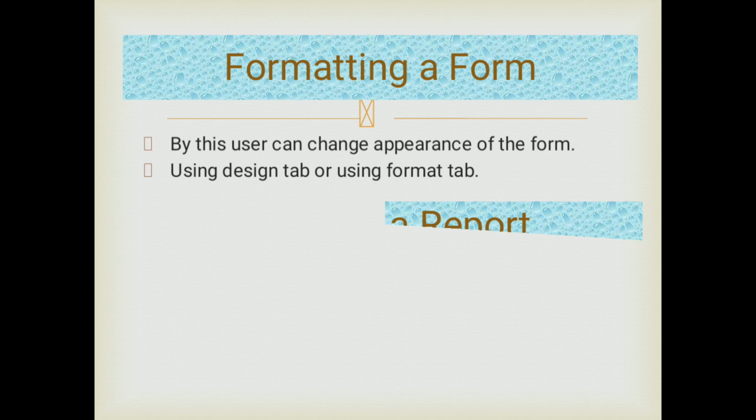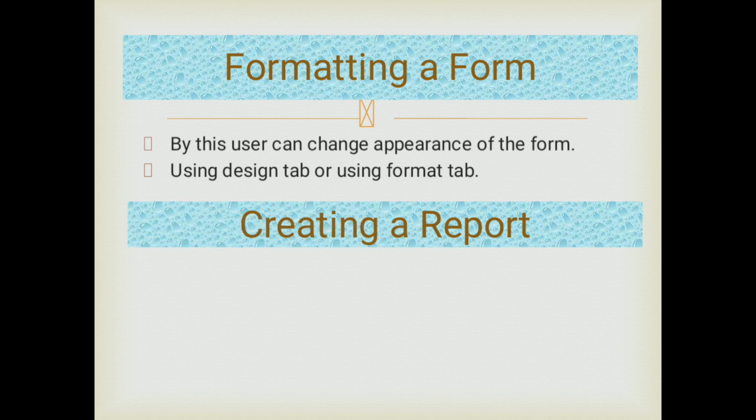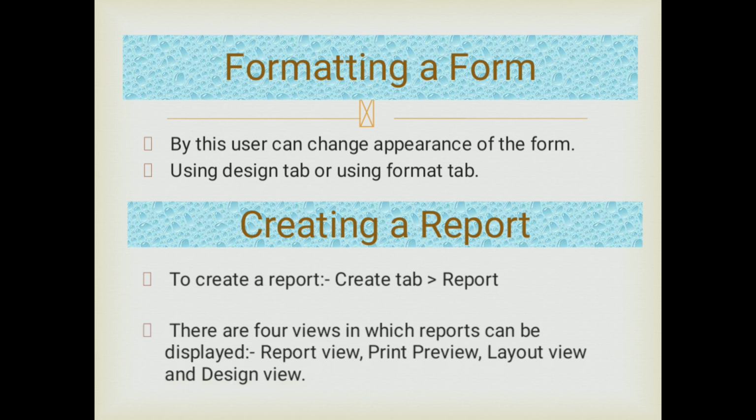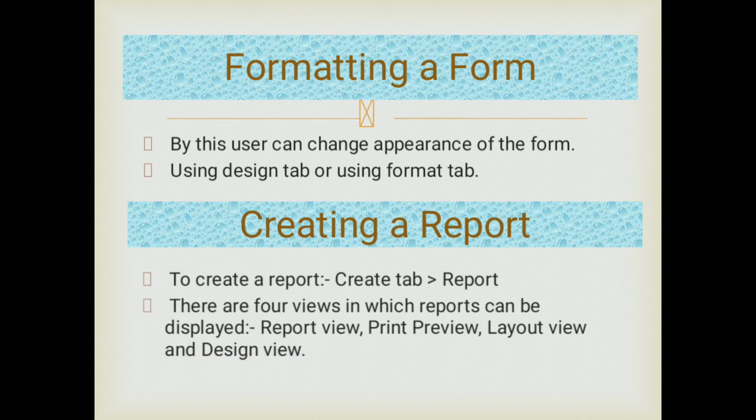Next is reports in MS Access. How to create a report. To create a report, select the table or query on which the user wants to create the report and follow the given steps. First, click the Create tab on the ribbon. Step 2, click Report from the Reports group. There are four views in which a report can be displayed. First is report view, second is print preview, third one is layout view, and fourth one is design view.